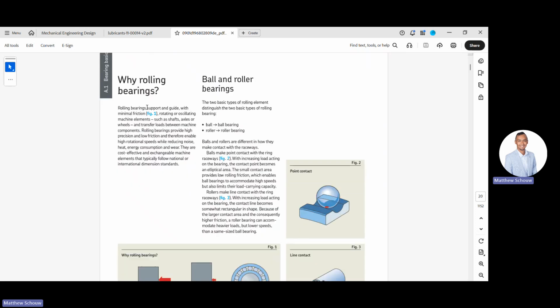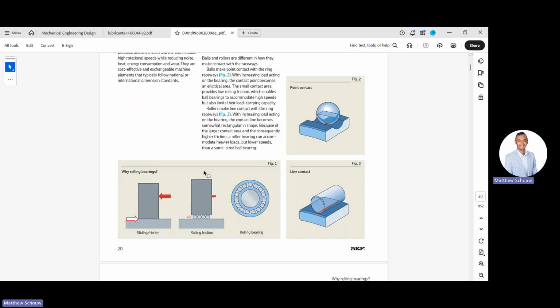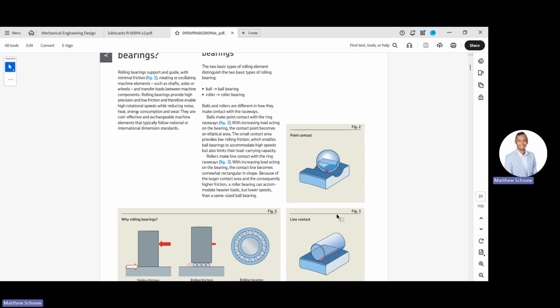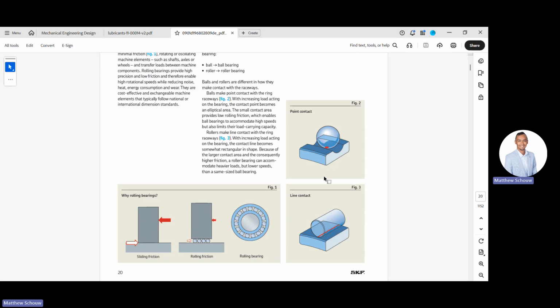Okay, for instance, rolling bearings, right? And they show a cool illustration: imagine we had a block against a surface, and as we load, there's some sliding friction, obviously. To make that easy, we add some rolling elements. That's the essential concept of a rolling bearing, right? And then they talk about the ball bearing and roller bearing, which are rolling bearings, as we can see.